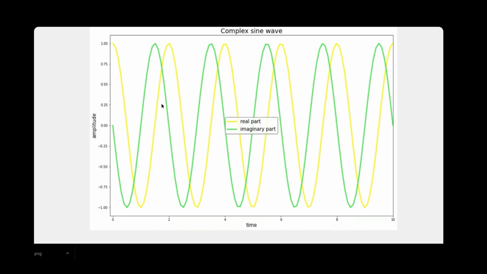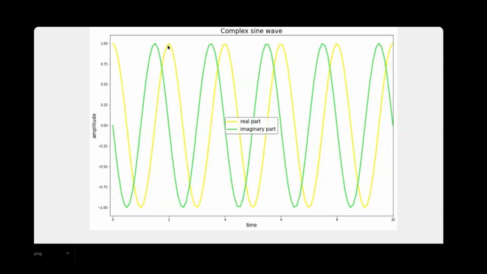The blue line is the real part, which is the cosine wave, and the magenta line is the imaginary part, which is the sine wave. One important observation is the difference between the sine and cosine waves. The sine wave starts from 0, so its magnitude is 0 when time is 0, while the cosine wave starts at its maximum amplitude when time is 0.